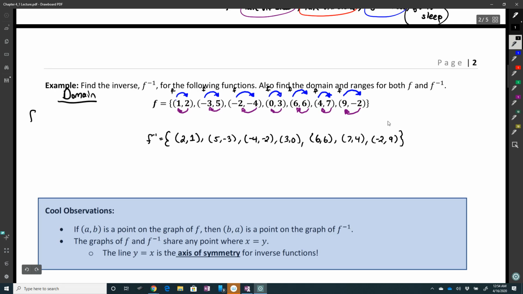So for my domain for f, their domain is just the x values. They don't have to be in order, but the way my brain works, I'll get mad at myself if I don't put them in order. Negative 3, negative 2, let's see, 0, 1, and then 4, 6, 9.